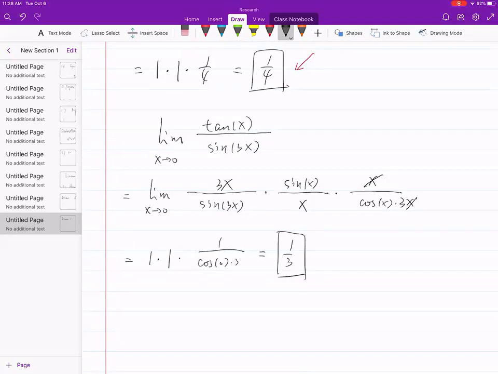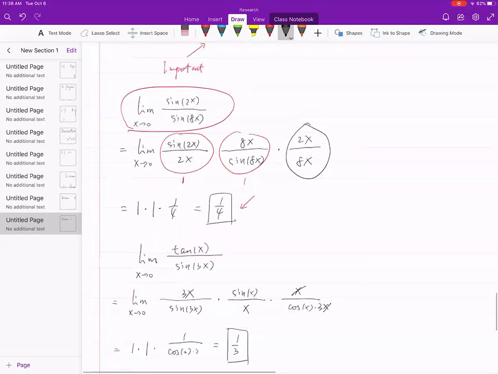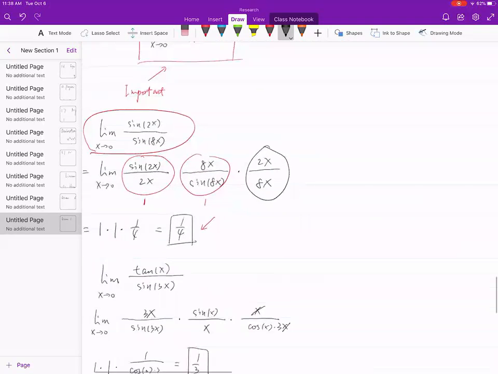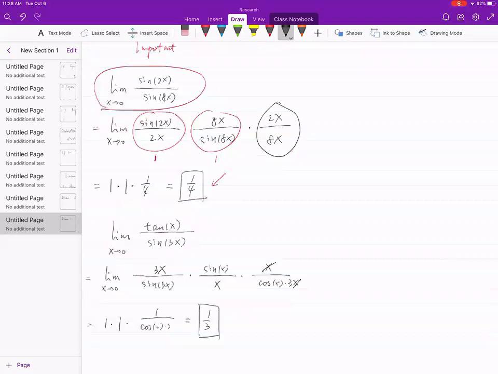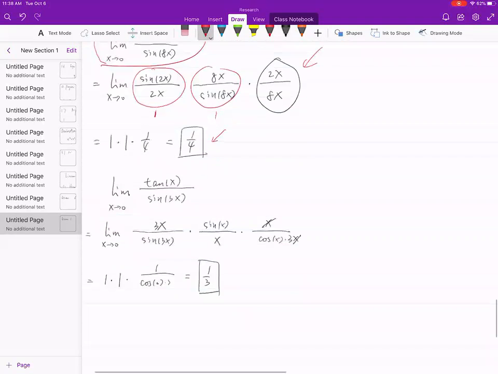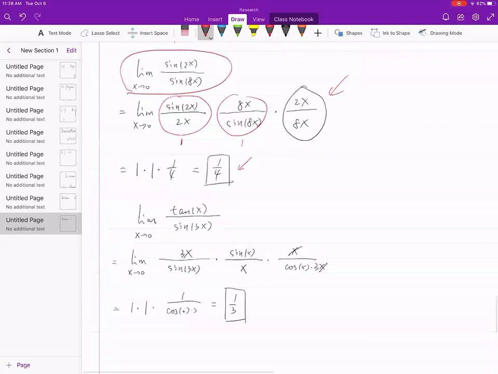Okay, that's basically what we need to solve this problem. It comes from a simple fact. And now every time we see sine and the inside goes to 0, we can match whatever the inside is to give it a 1. Then our energy can be focused on the last term to see what the limit is. Does this part make sense?